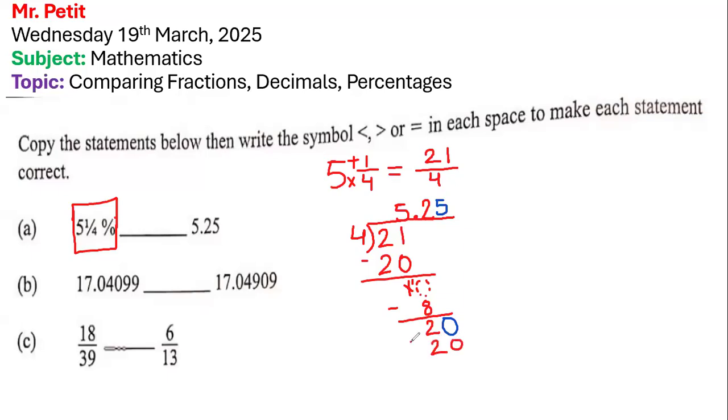And it's going to be equal to 0. 0 minus 0 is what? 0. 2 minus 2 is what? 0. So that means that 21 divided by 4 is what? 5.25. So 5 and 1 over 4 is actually equal to 5.25. Both of them are logically equal.